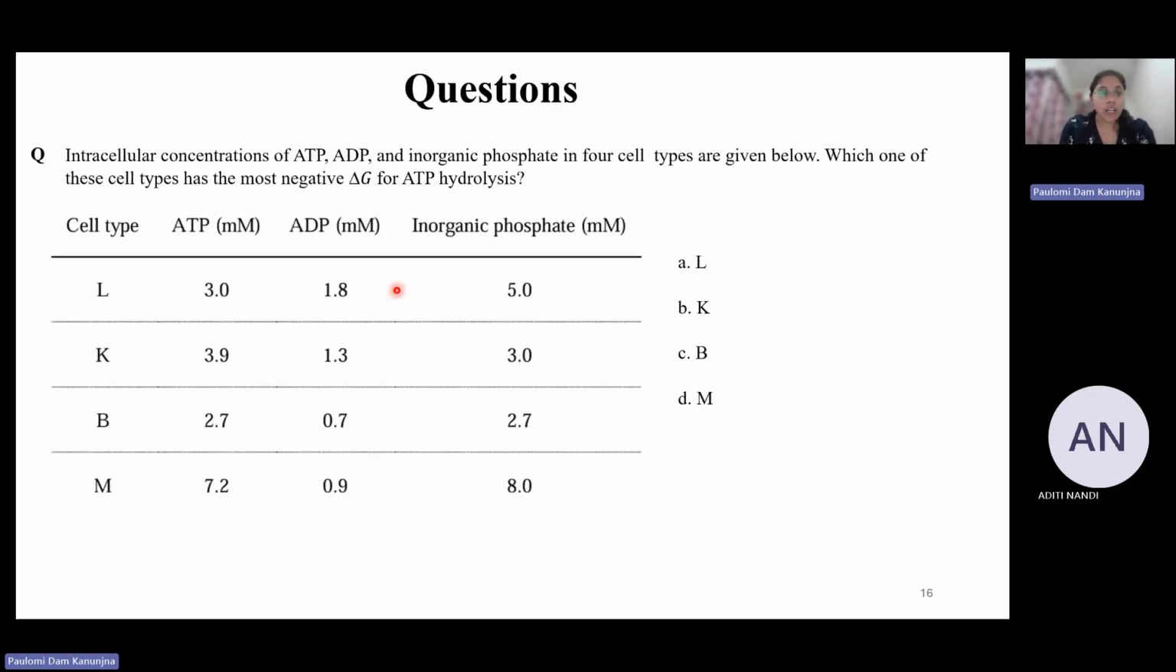Interesting questions. Now, intracellular concentrations of ATP, ADP, and inorganic phosphate in 4 cell types are given below. So you have L, K, B, M. These are 4 cell types. You have their ATP concentration, their ADP concentration, and the inorganic phosphate concentration. Now, out of this, which one of the cell types has the most negative delta G for ATP hydrolysis? Try to remember the formula for ATP hydrolysis delta G, and then try to understand which one of these 4 will have the most negative value.